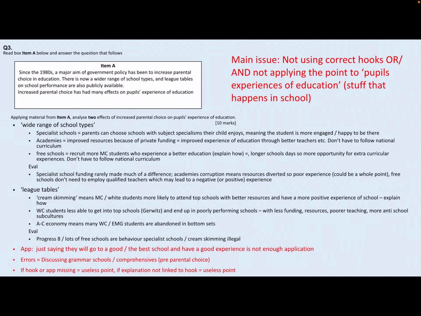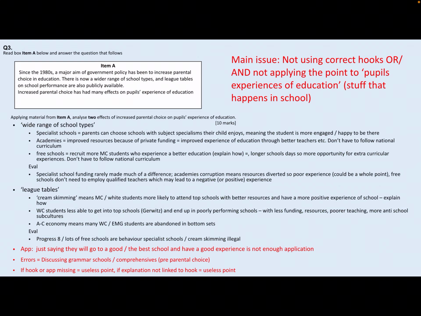Right. So, with this question, which was applying material from Item A, analyse two effects of increased parental choice on pupils' experience of education. And well done. Lots of you recognise that parental choice is basically marketisation, but there are other aspects to it as well. However, the main issue with this question was not using the correct hooks, or having a hook but then not writing about it correctly.